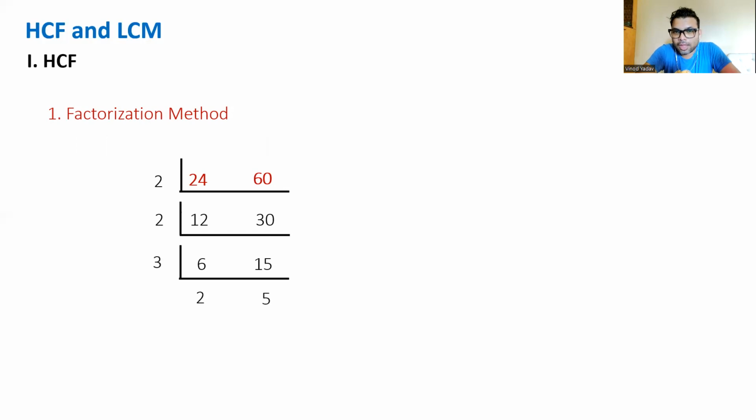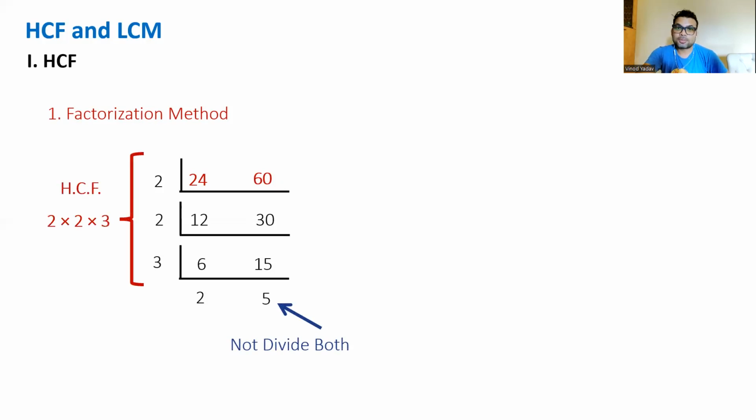Now, after this stage, do you understand? Can I choose any number which will divide both 2 and 5? No. So we have to stop here. This particular stage, if I cover all these, 2 into 2 into 3, this is the HCF. This way we can find it for smaller numbers.